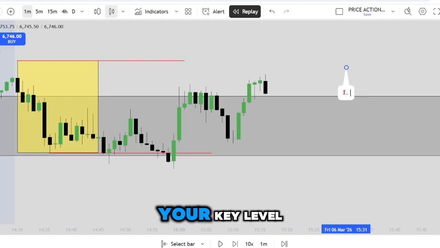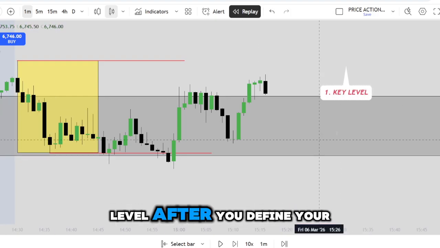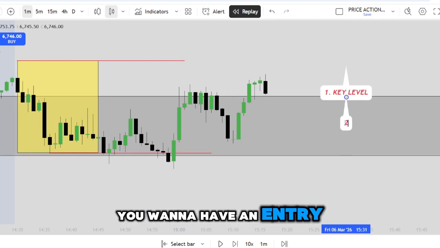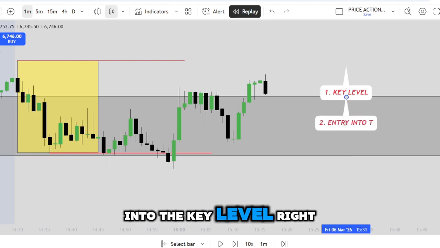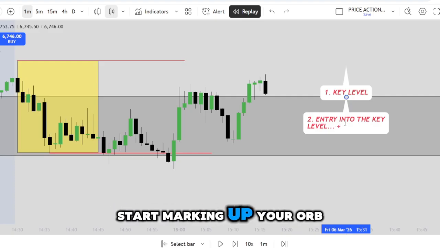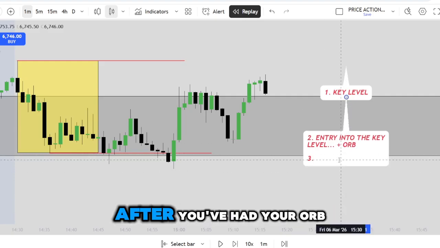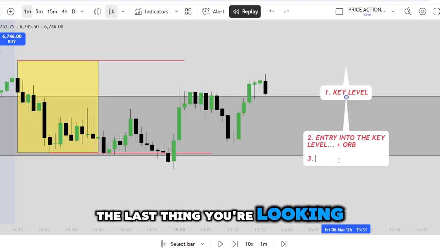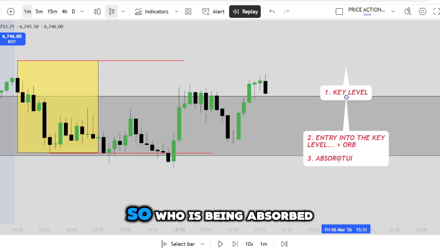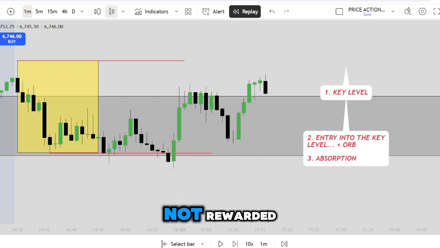First, you want to define your key level. After you define your key level, you want to have an entry into the key level, and this is where you start marking up your ORB. The last thing you look for, after you've had your entry into the key level and your ORB, is absorption. Who is being absorbed? In other words, where is a delta high and where was that delta not rewarded?